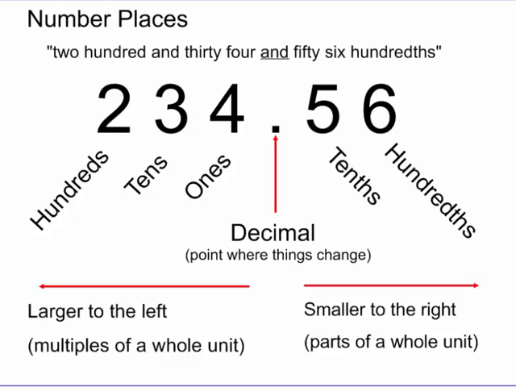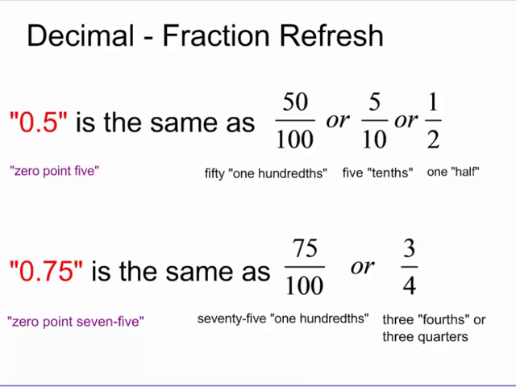That's really, really important. The decimal place is the point where things change. That's a little pun. As you go to the right from the decimal place, you're getting smaller, so you're looking for pieces of whole units. As you move to the left, you're getting larger, so you're looking at groups of hundreds, tens, or ones.